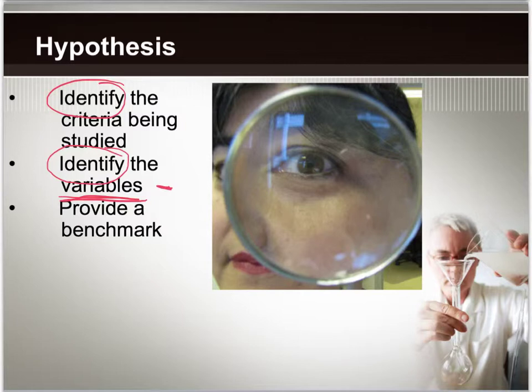The other thing that a hypothesis needs to do, or at least very early on in the experiment, is that a benchmark must be provided. The benchmark creates a point from which everything else can be compared. It's usually done with almost an ideal set of circumstances, and this then creates almost a starting point for any comparisons.